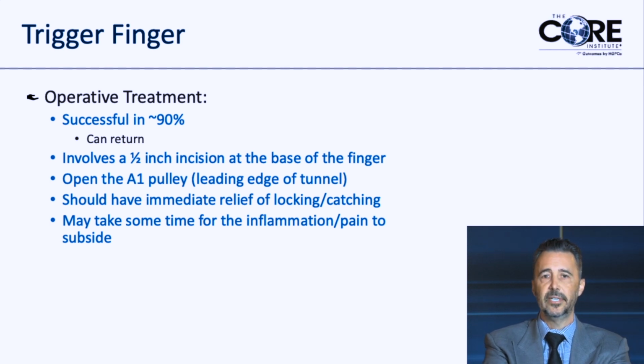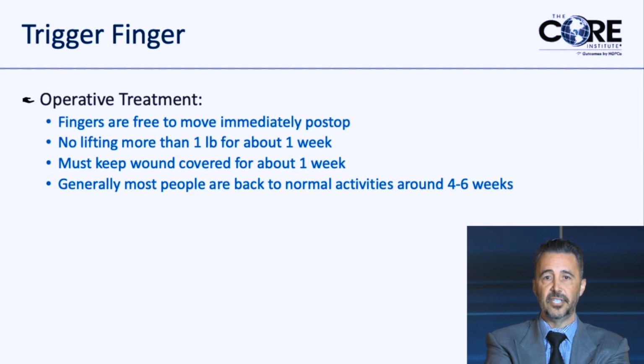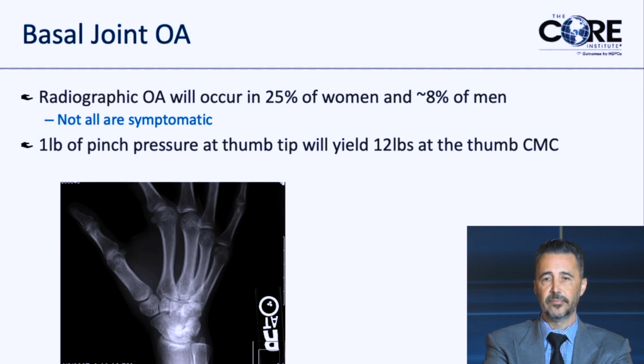It's a pretty quick surgery, 5 to 10 minutes. Generally, we can do it under a very light sedation or even under a local anesthetic. Like I said, it's a pretty successful procedure. The nice thing about that surgery is people are allowed to use their fingers right away afterwards. We try to limit your lifting to no more than about a pound for about a week. And we like to have that wound covered for about the first week so that it doesn't get wet. So we ask that you put a bag on or a glove on to keep it dry during showering. Most people are back to their normal function and normal activities by about 4 to 6 weeks.